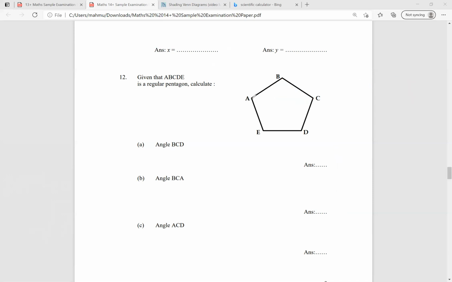ACD. So this angle now. So you know this corner added up to 108, right? So this was 108. We know this part was 36, right? Just minus 36 from 108 and you get this side. And that is 72. So that's it. You don't need much calculation here.